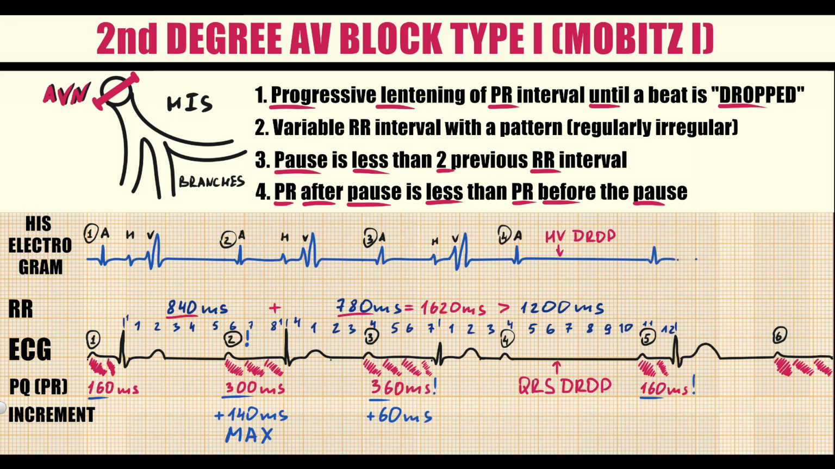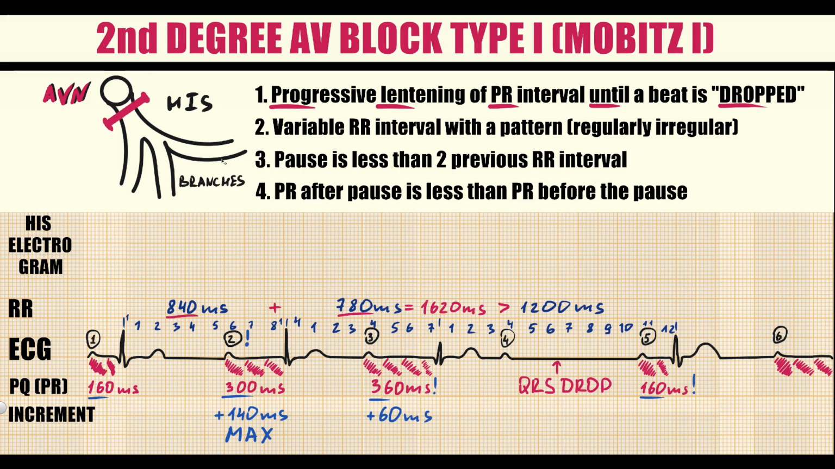When the block is located in the AV node, on the His bundle electrogram we see progressive AH interval prolongation until the HV spikes drop, with further restoration of conduction. QRS on ECG is narrow.